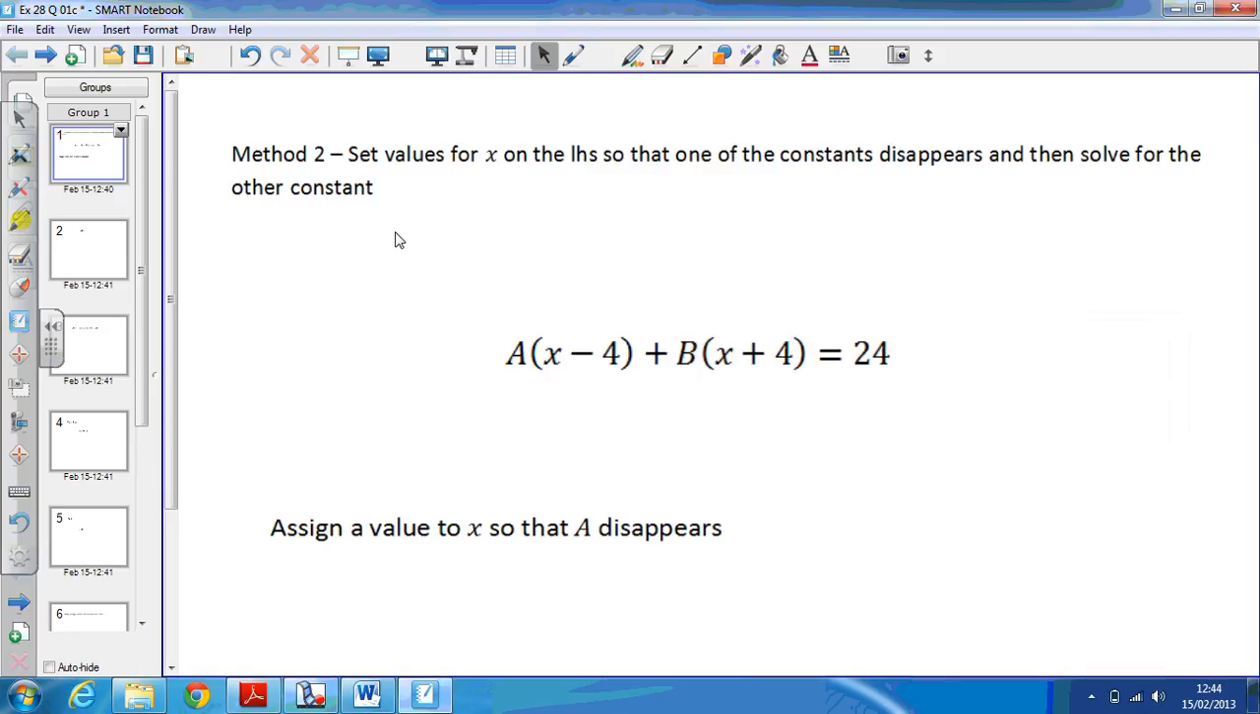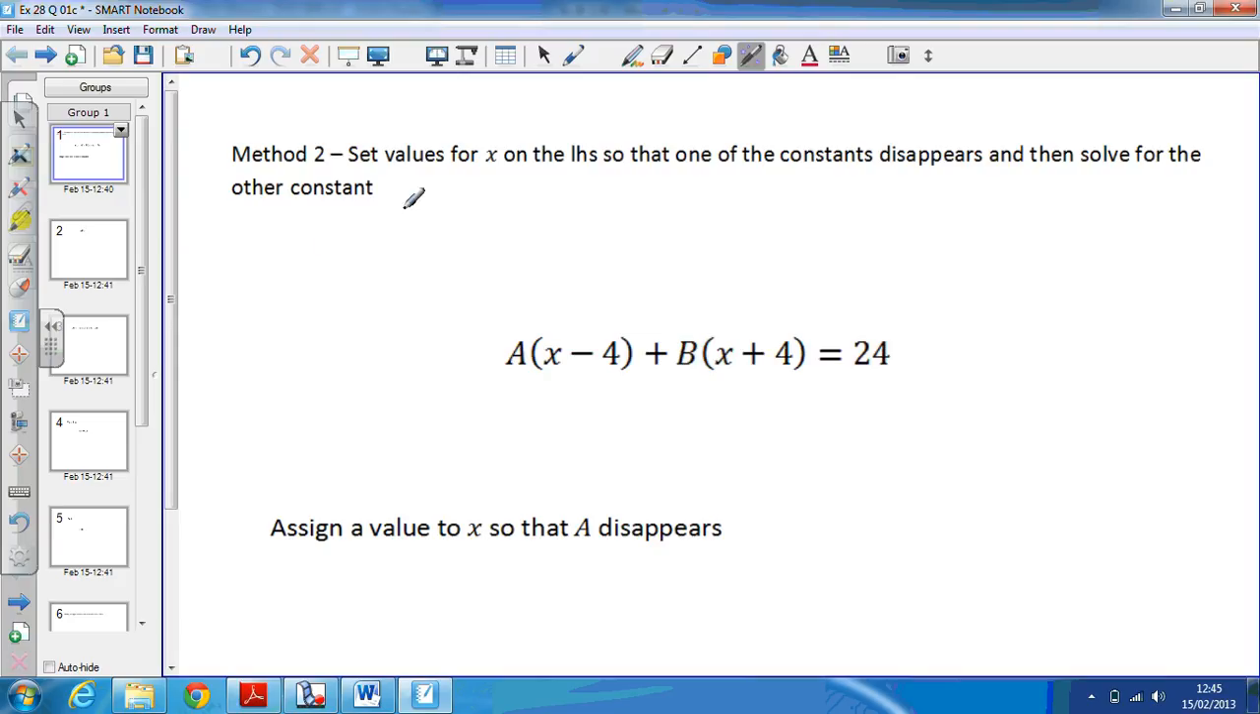So this is exercise 28, question number 1. This third part of this is to use the second method to find the values of A and B. And I think you'll find this one a bit easier than the first one. So let's have a look at it.